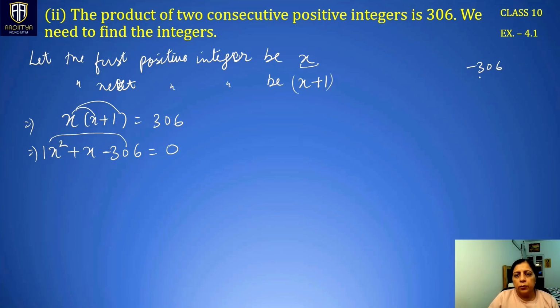The product of two numbers is negative 306 and their sum is plus 1. Since the product is negative, one of the numbers has to be positive and the other one negative. And since the sum is positive, the bigger one will be positive. Now again in this question, the sum of the positive and negative number is plus 1. That means the numbers are consecutive.